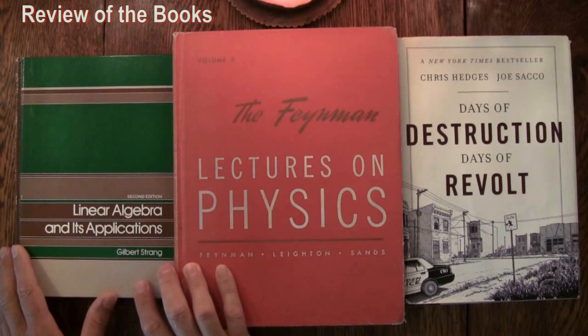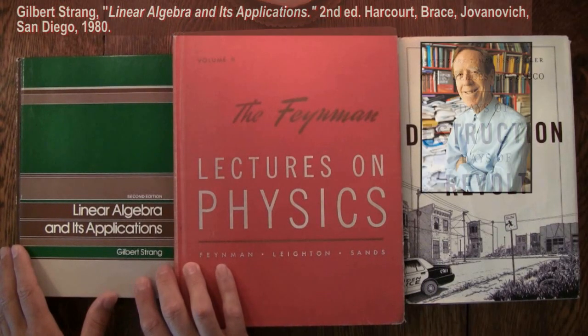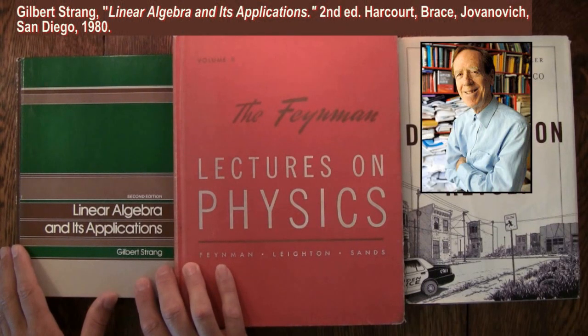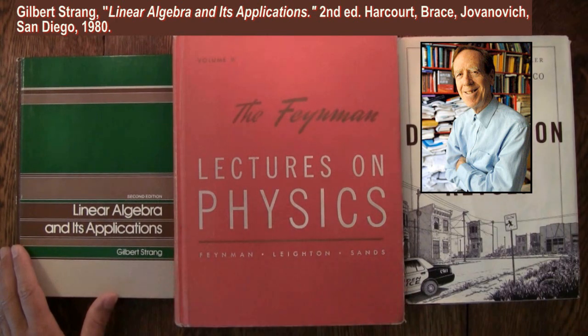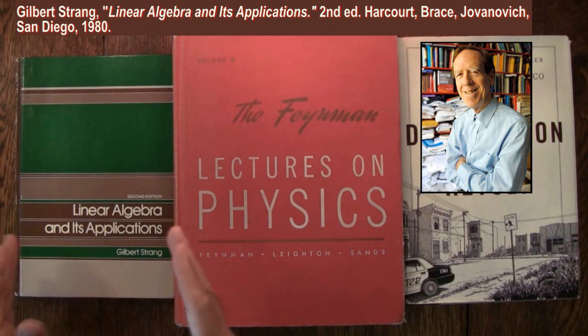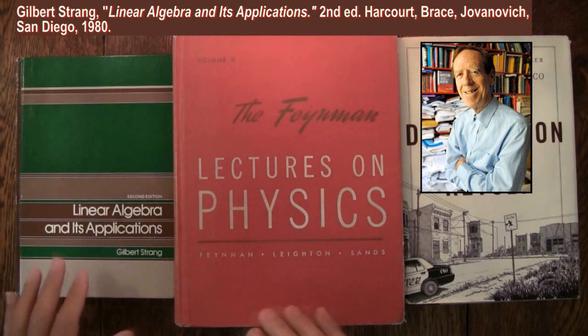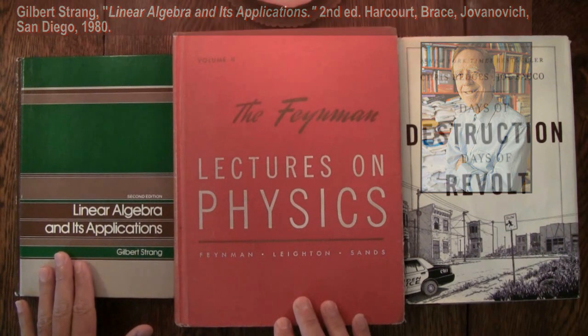Okay, so as far as these books are concerned, the first book we're going to take a look at and flip through is a book on linear algebra. Okay, and this book is very specific when it comes to mathematics. It's basically focused on one specific aspect of mathematics, which is linear algebra.